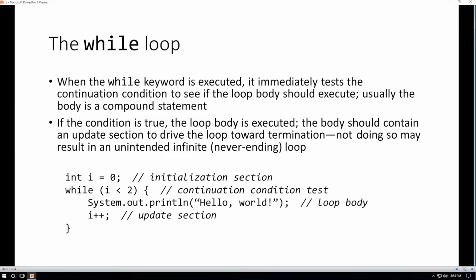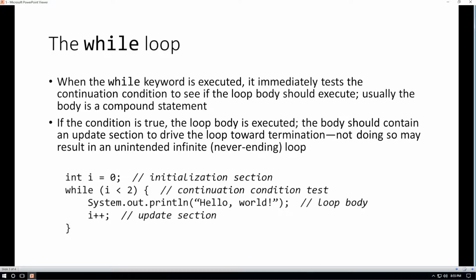The while loop, when executed, immediately tests the continuation condition to see if the loop body should execute at all. Usually the body is a compound statement, so the curly braces will be there. If the condition is true, the loop body is executed. The body should contain an update section to drive the loop control variable towards termination. Not doing so can cause an infinite loop. That would look like your program has hung doing nothing, or it will continue to output a significant amount of data in a never-ending flow.